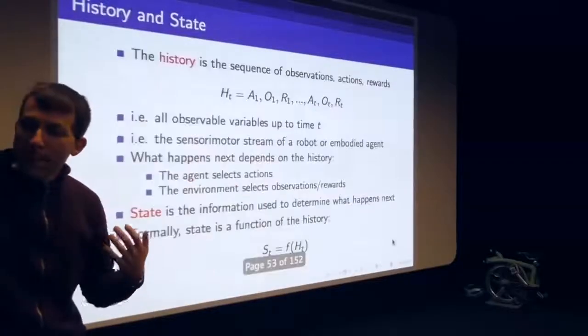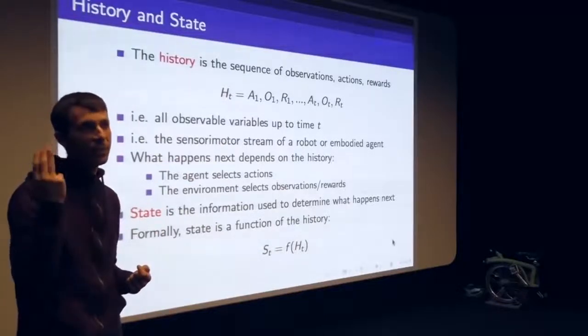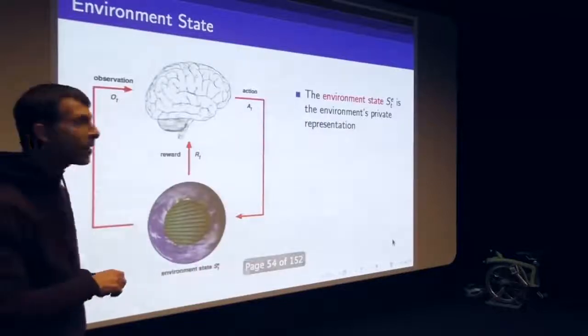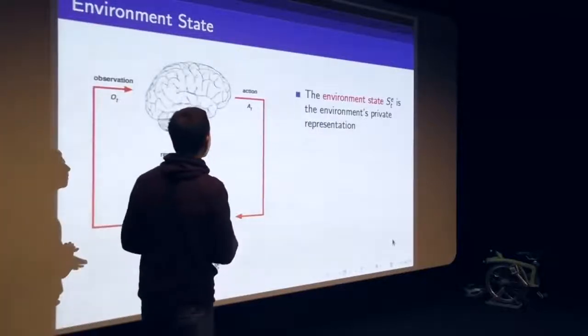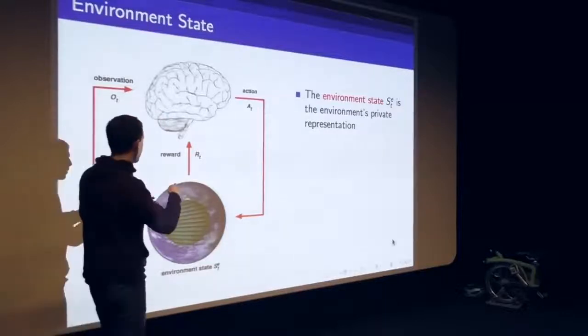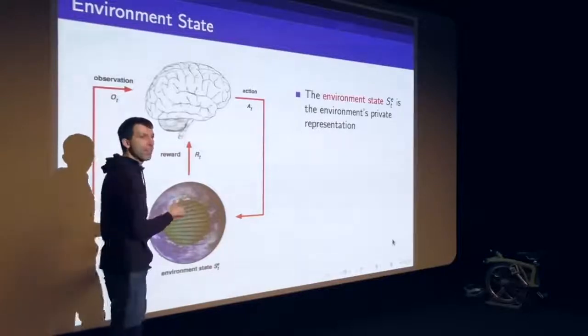Okay. But there are many different definitions of state, and what I want to pick apart now is at least 3 different definitions of state to understand what they really mean and how they relate to each other. The first definition is what we call the environment state. The environment state is basically the information that's used within the environment to determine what happens next.